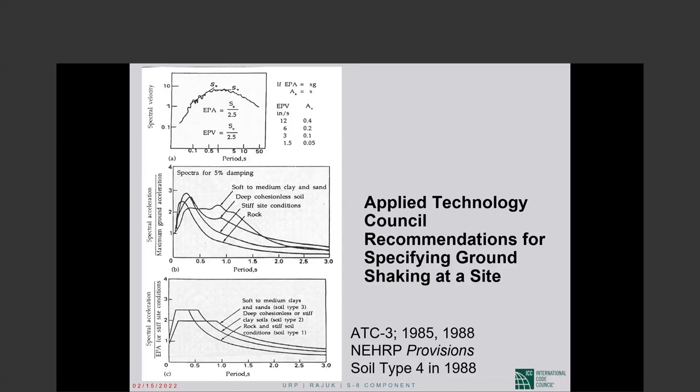Okay. Now let us come to the middle curve. These are acceleration spectra, spectral acceleration on the y-axis, normalized with respect to the peak ground motion. These spectra were put together by Professor Harry Seed of Berkeley in the 70s at some point.